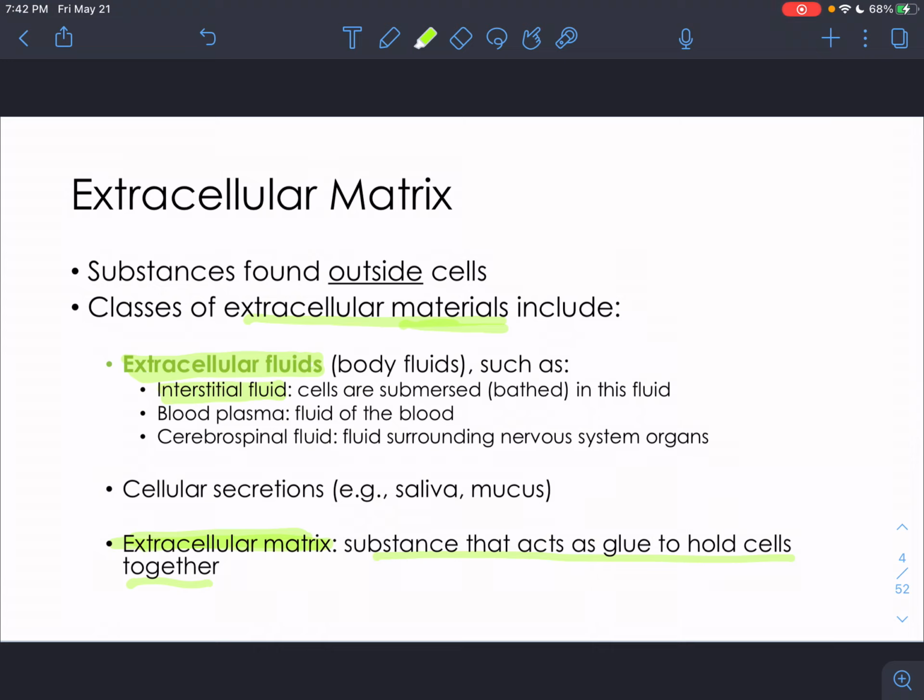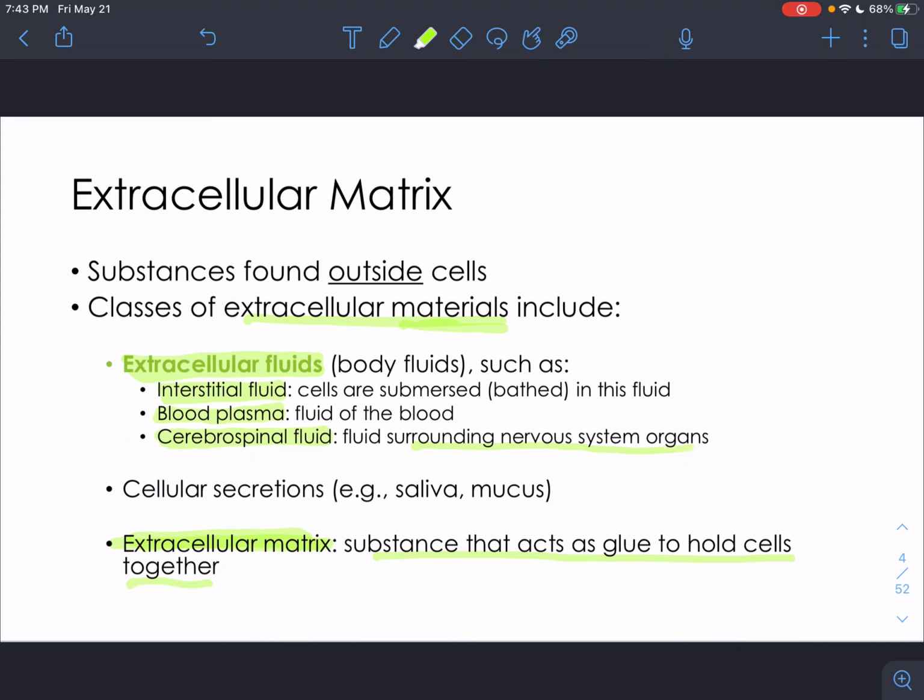Okay, so the cells are going to be always in contact with some sort of fluid, and that allows them to absorb what they need when they need it. Another fluid that we have is our blood plasma, and that's just the fluid of our blood. So our blood cells, again, are floating in that specific kind of extracellular fluid, the plasma. And then lastly, the cerebrospinal fluid, which would be the fluid that surrounds our nervous system organs.